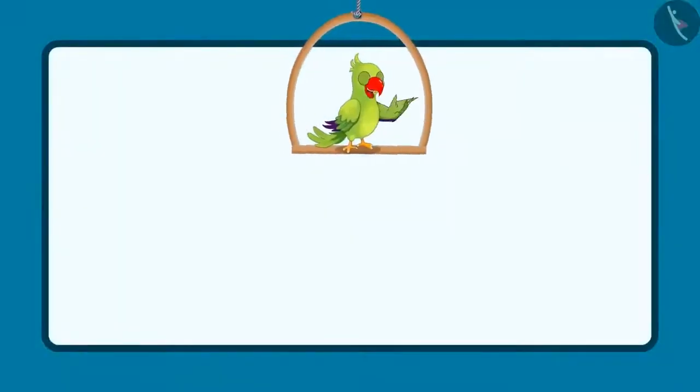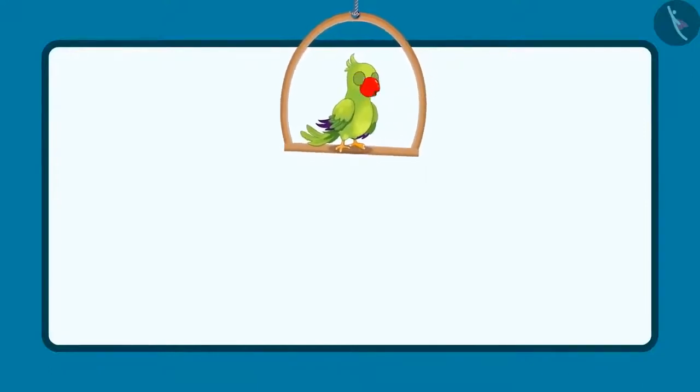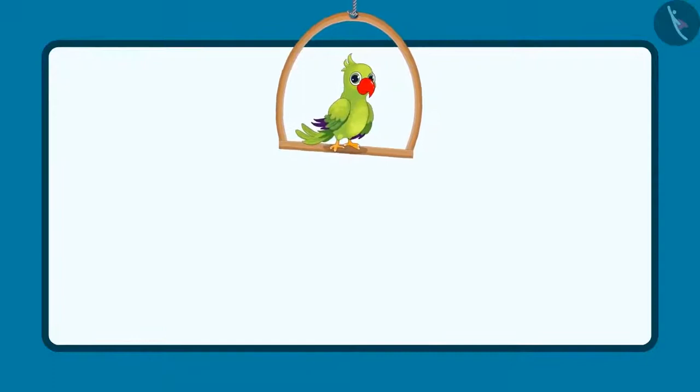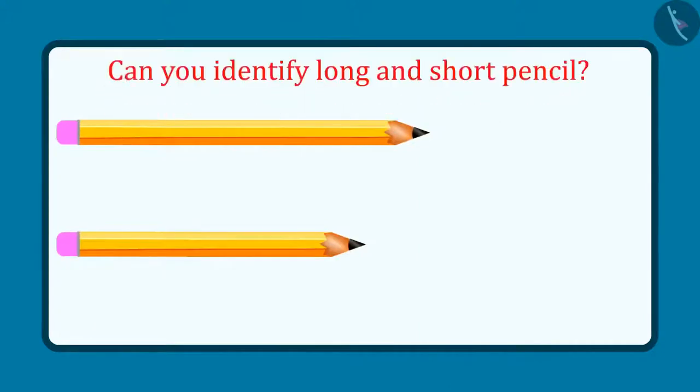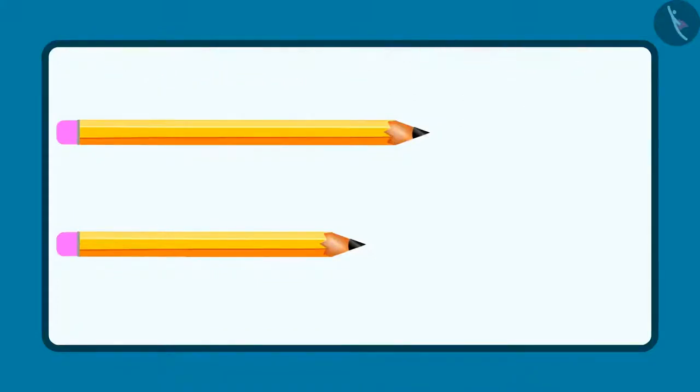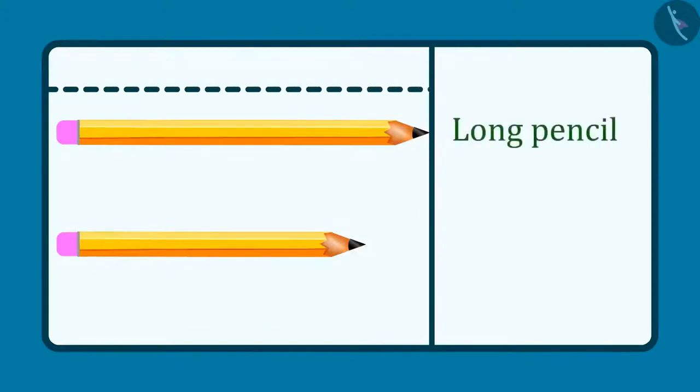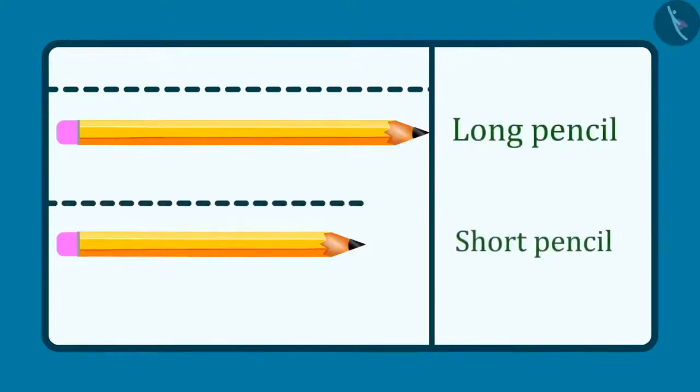So kids, can you also identify the long object and the short object out of two objects? Come, let's see. These are two pencils. Now tell me, out of these two, which one is the long pencil and which one is the short pencil? Yes, out of these two, this pencil is long and this pencil is short. Even you had the same answer, right? Great!